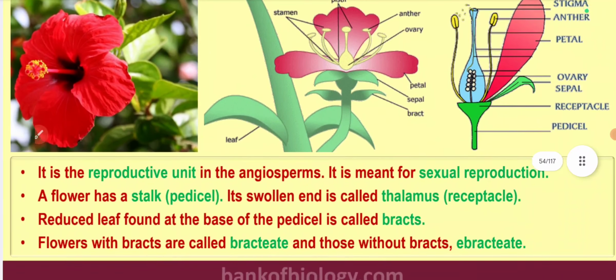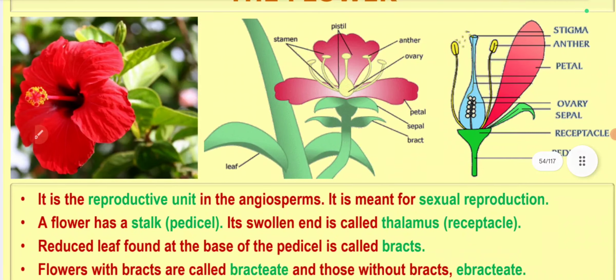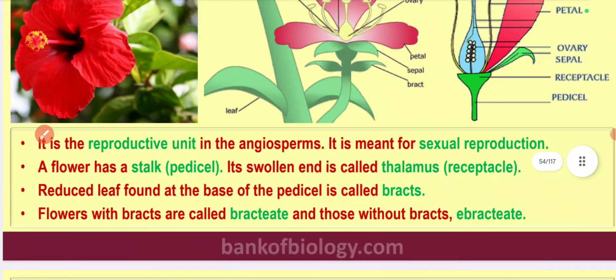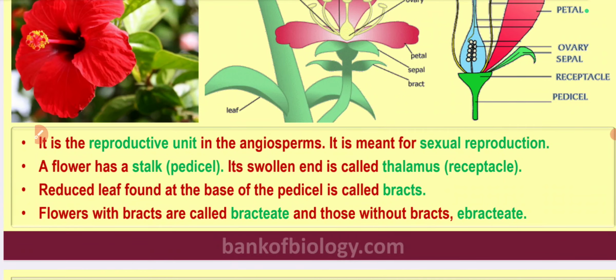Next, the flower. It is the reproductive unit in angiosperms. It is meant for sexual reproduction. A flower has a stalk or pedicel, as you can see in the diagram. Its tip is swollen and is called thalamus or receptacle. Reduced leaf found at the base of the pedicel is called bract. Flowers with bract are called bracteate, and those without bract are called ebracteate.